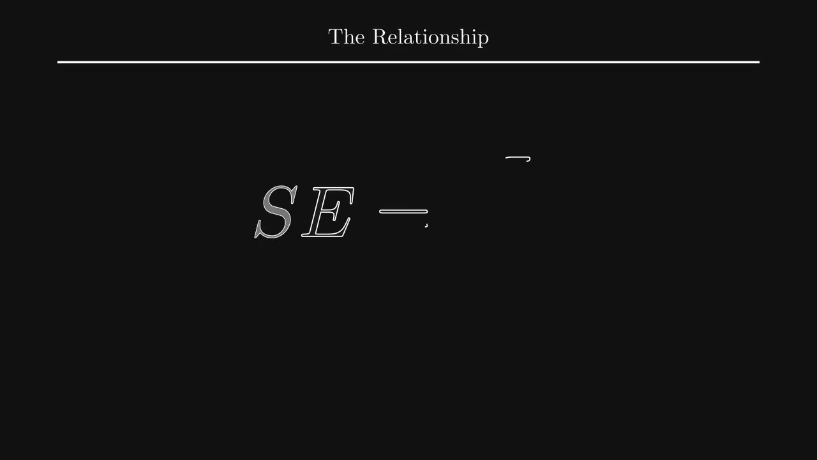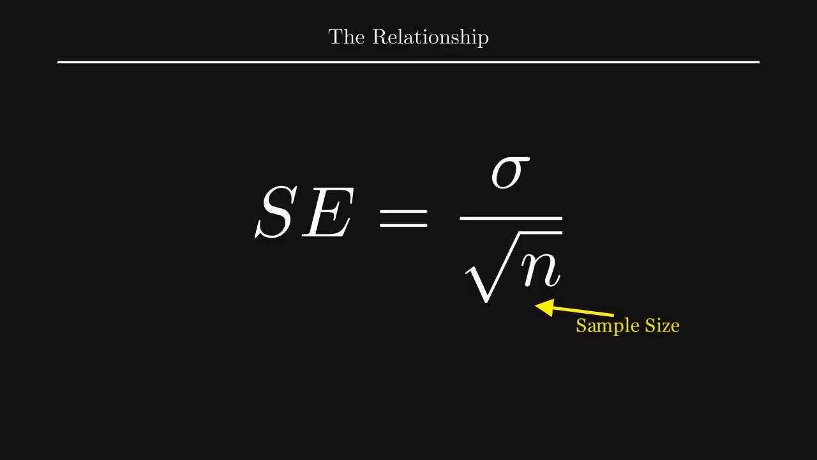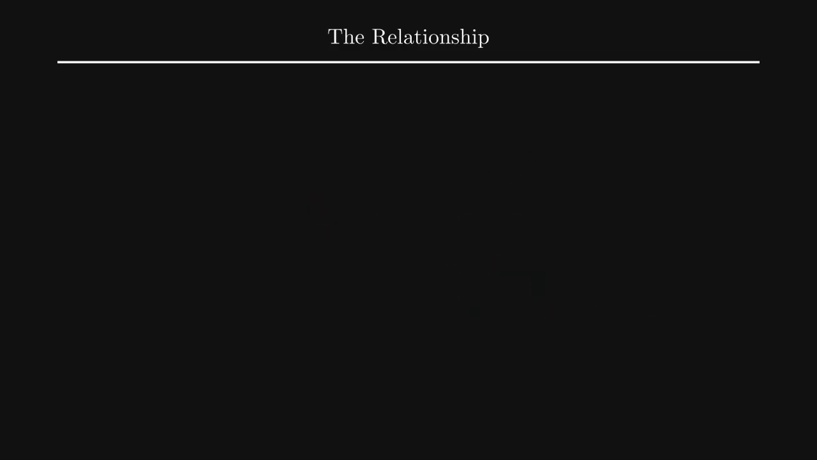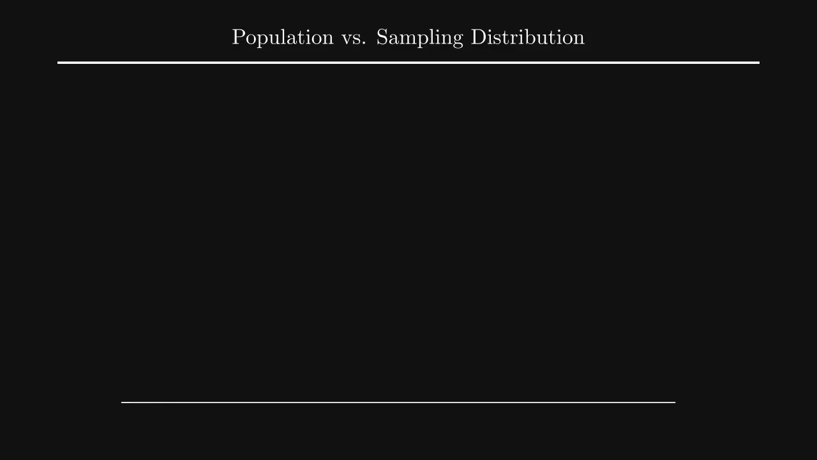The mathematical relationship between them is vital. The standard error is the standard deviation divided by the square root of the sample size, denoted as n. This formula reveals a critical insight. As your sample size increases, the standard deviation of your data stays roughly the same because the underlying population doesn't change, but your standard error decreases. More data makes your estimate of the mean much more precise.